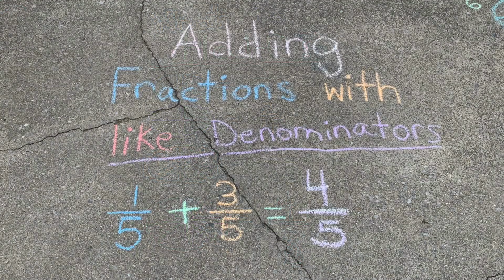To add fractions with like denominators, you only add the numerators. The denominator stays the same because the total parts the whole is divided into does not change. So if I have 1 fifth plus 3 fifths, that's going to equal 4 fifths. I'm just adding the numerators.